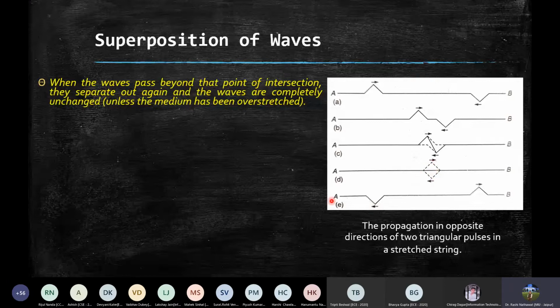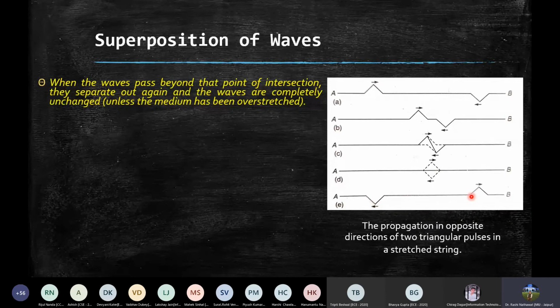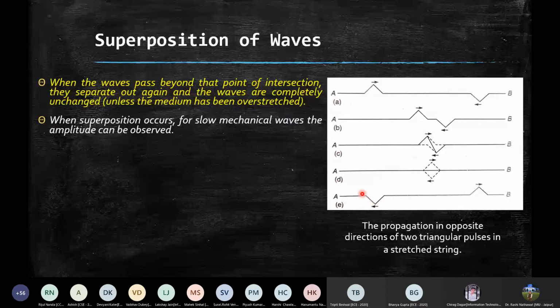But when they have passed by, at the E position, the waves are completely unchanged, because they are again moving in the same form and the same direction. We can see this one is going to the left side and this one to the right side; only the phase is changed here. When superposition occurs for slow mechanical waves, the amplitude can be observed. If the mechanical waves are very slow, their amplitude can be observed.